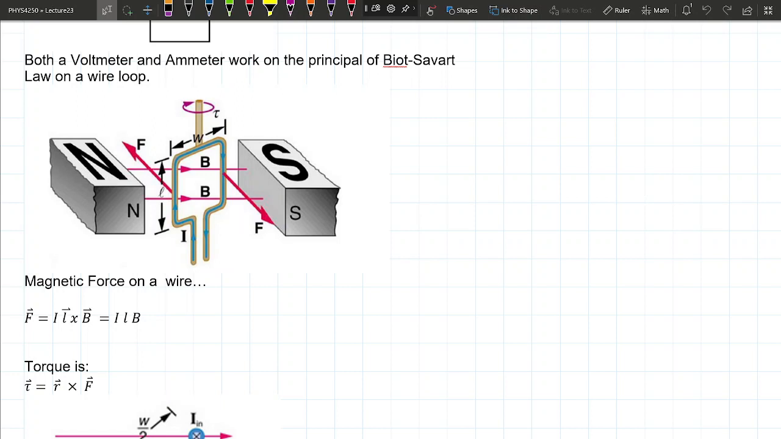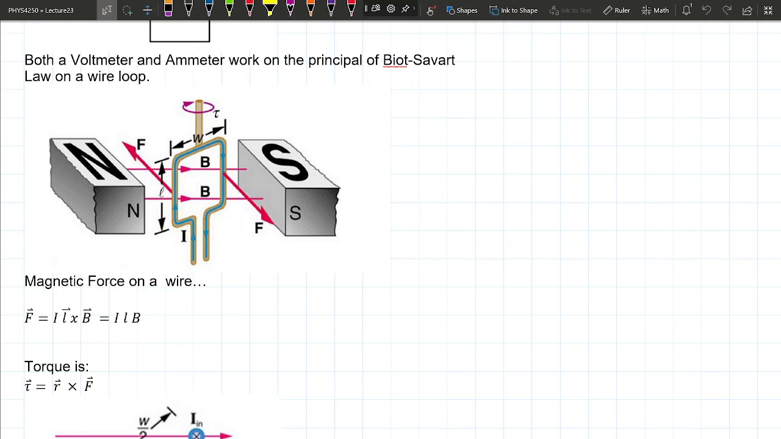what happens is, this way, since the wire is coming down on the other side, the magnetic field is still pointed this way. The force is going to be pointing out of the board. So you can figure out the direction.